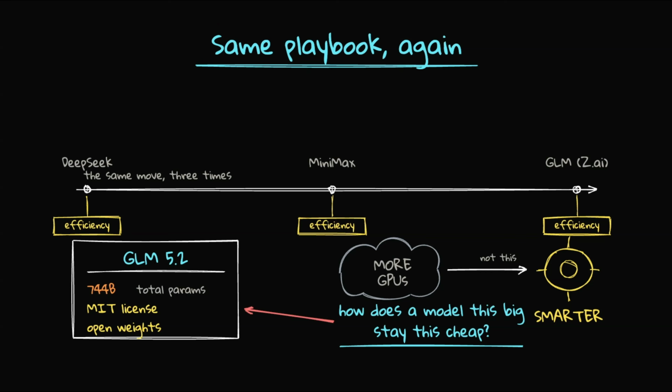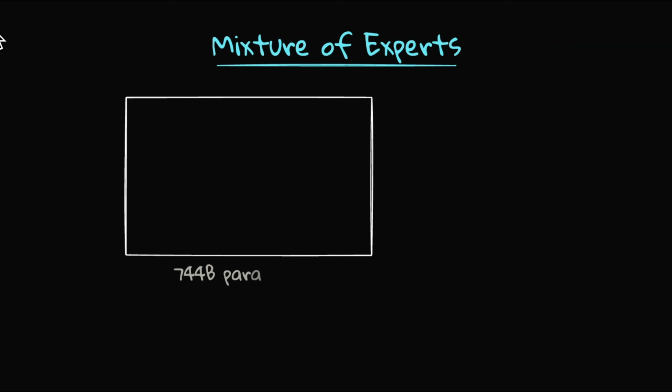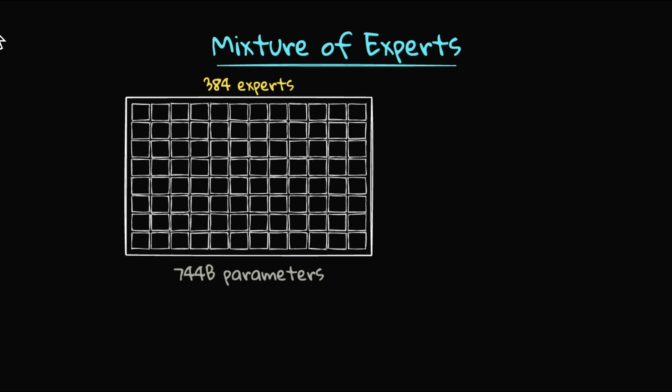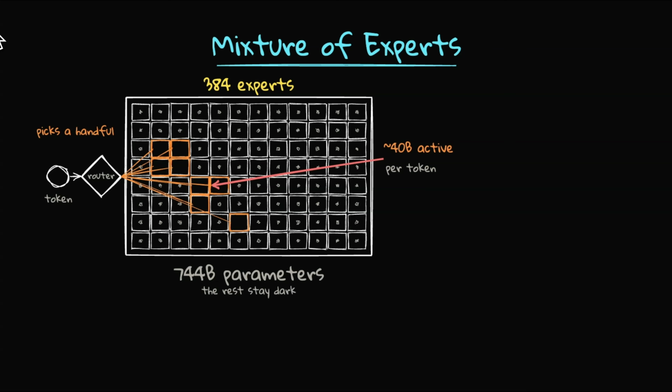So let's start with how it is actually built. Now, this is a mixture of experts of 744 billion parameters. It's definitely much smaller compared to some of the other frontier models, but in terms of performance, people are actually reporting some really incredible results. Now, since it's an MoE, these parameters are split into 384 separate experts. And the beauty of this is that for any given token, a little router picks only a handful of those experts to actually do the work. So even though the model holds 744 billion parameters, only about 40 billion of them fire for each token.